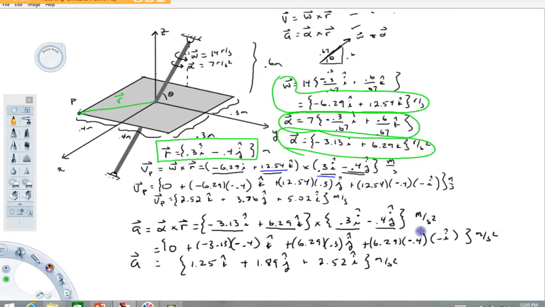So I hope this video helps demonstrate how to calculate the velocity and acceleration of a point on an object due to its rotation and angular acceleration.